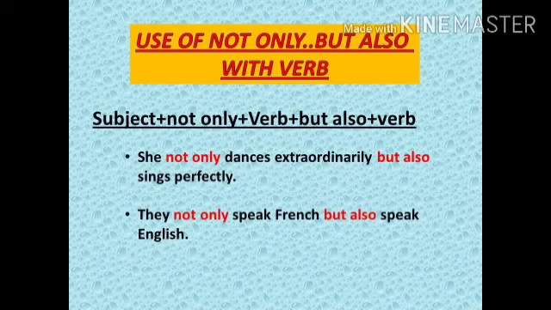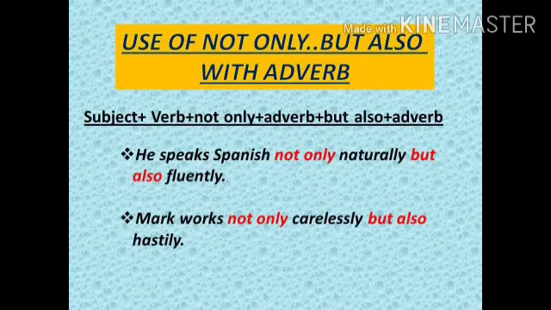Now have a look at the use of not only but also with verbs. This is used when we are talking about the same subject having two different verbs. For example, she not only dances extraordinarily but also sings perfectly. Dances is the first verb, sings is another verb here. Look at another example. They not only speak French but also speak English. Here speak is the verb. Here we have two verbs, both are the same but for different nouns.